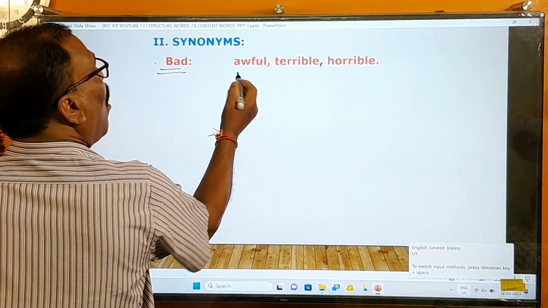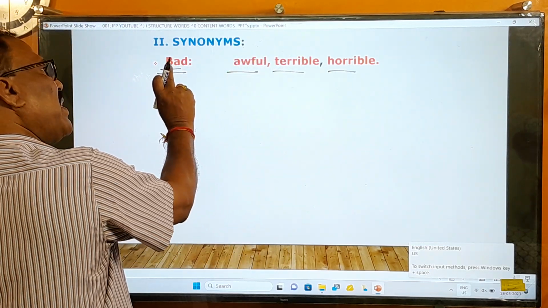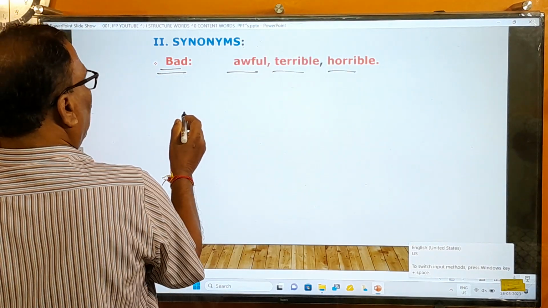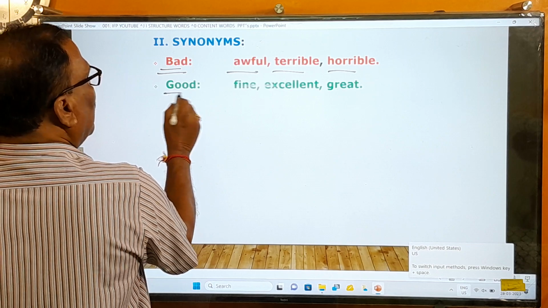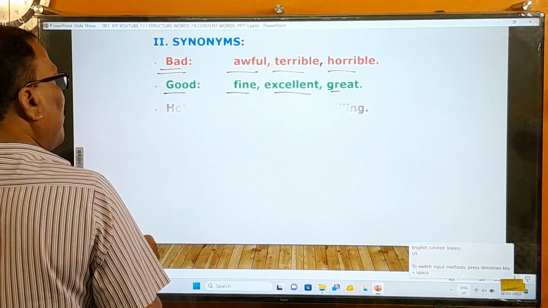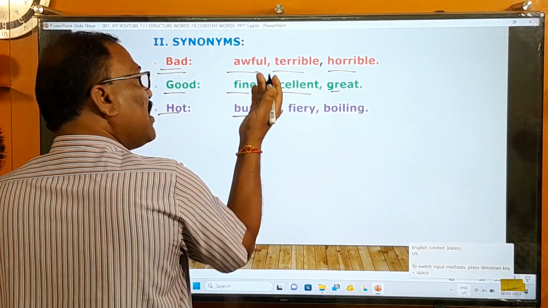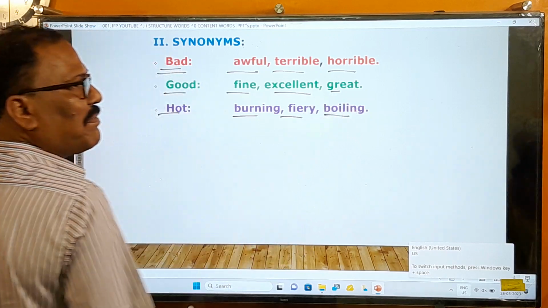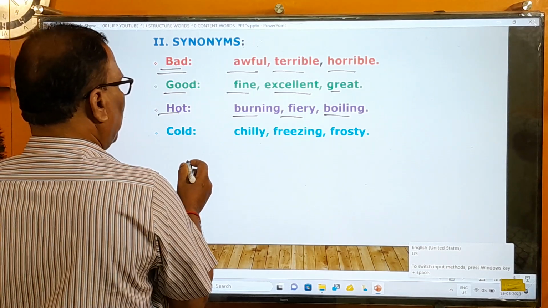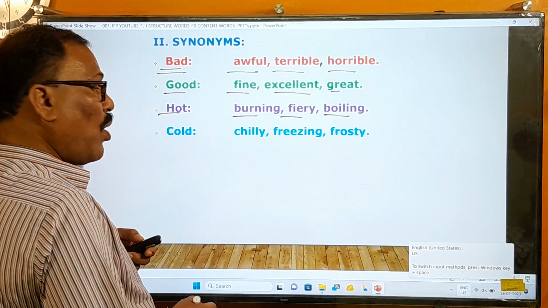Bad is there. Awful, terrible, horrible. All these words have this shade of meaning, but they are used in a different context. Good is there. Good means fine, excellent, great. They are used in different contexts. Okay, hot. The weather is very hot. Burning is different. Fire is different. Boiling is different. You cannot say the weather is boiling. No, the weather is hot only. You say the water is boiling.